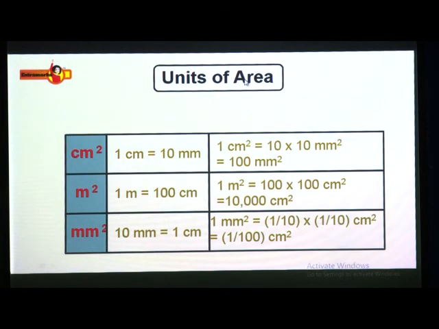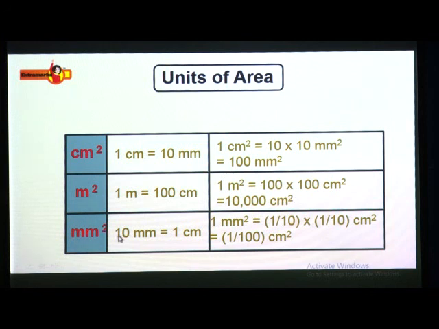Now we will see the units of area. Centimeter square. We know that 1 centimeter is equal to 10 millimeter. Therefore, 1 centimeter square is equal to 10 into 10 millimeter square. Therefore, we have 100 millimeter square, or we can say 100 square millimeter. Now, for meter square, we know that 1 meter is equal to 100 centimeter. To find 1 meter square, we have to multiply 100 into 100 centimeter square. So, we have 10,000 square centimeter.